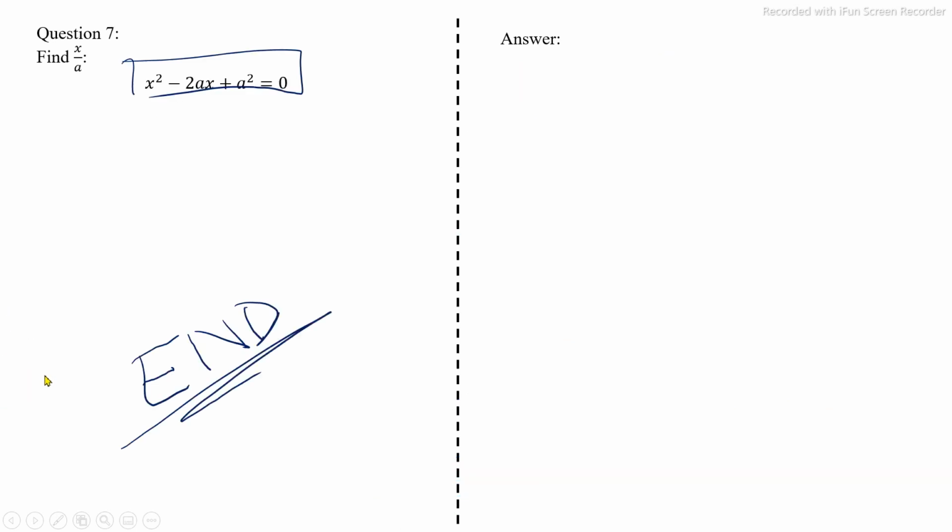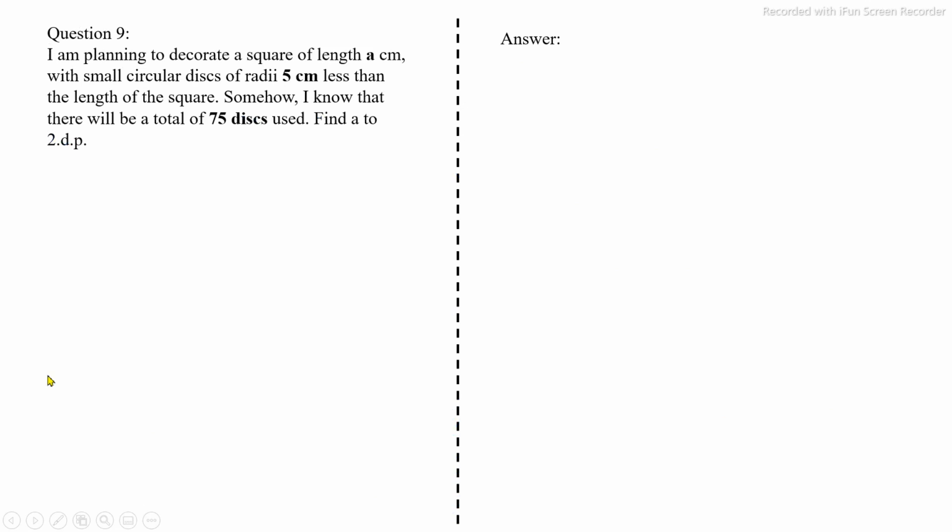Okay, next question. Oh, yeah, this is going to be the end. This is a bit of a tough question, or a mixture, I should say. Okay, so I'm planning to decorate a square of length A with smaller discs of radii 5 centimeters less than the length of a square. Okay, somehow I know that there will be a total of 75 discs. Find A. It looks like find A to... no, it's actually find A to 2 decimal places.